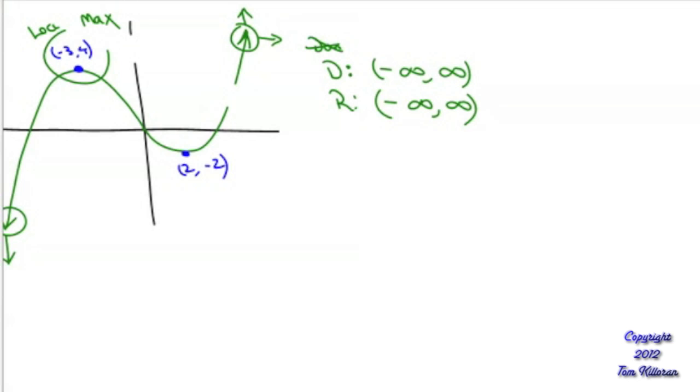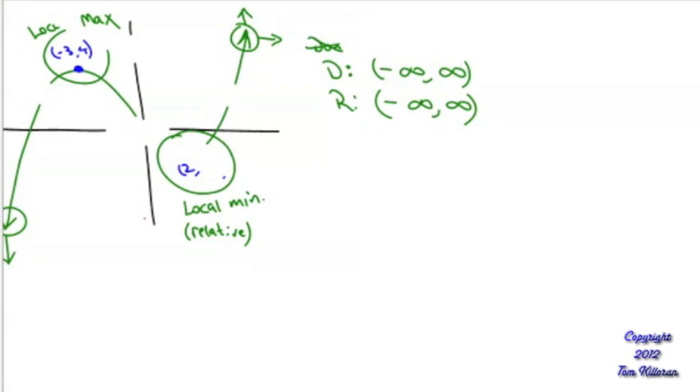This point over here, this 2, -2, is it the lowest point of the entire graph? No, because way over here to the left, it's going off to negative infinity. So this one is not an absolute min. This is a local min. Some books call it relative. It's relatively minimum in its neighborhood. It's like Mr. Rogers, in my neighborhood.